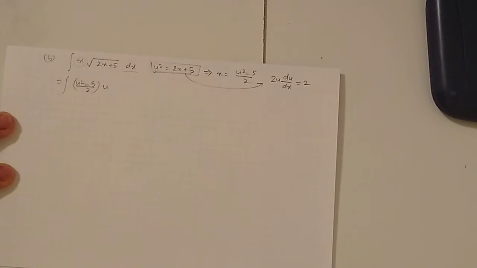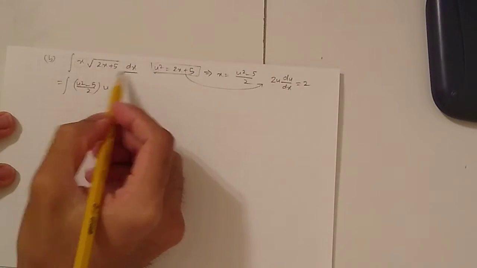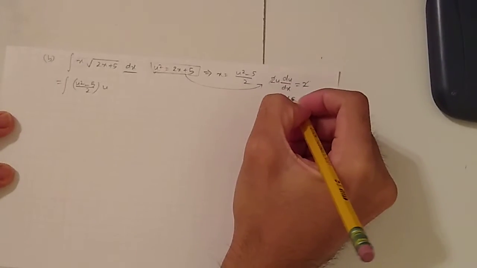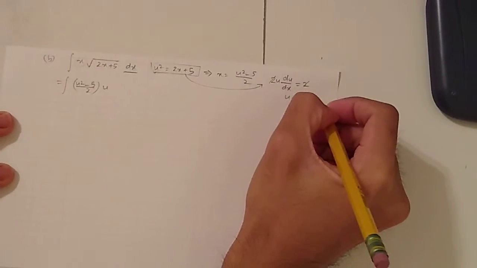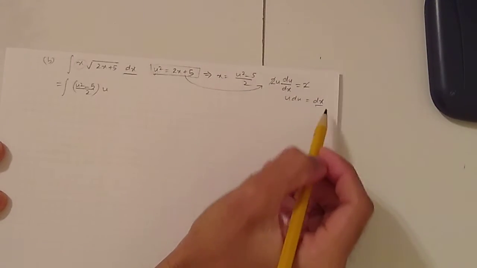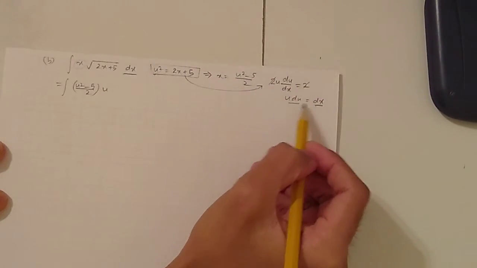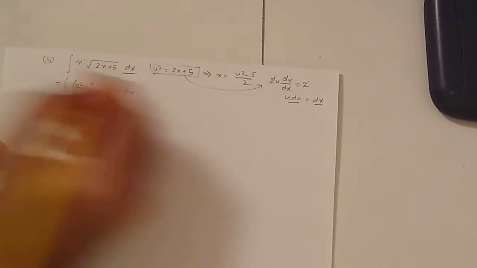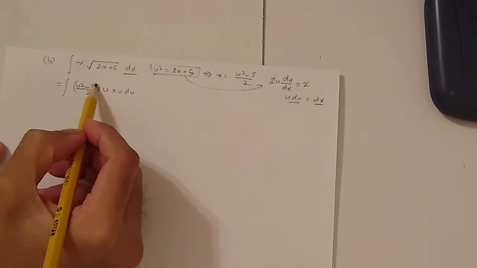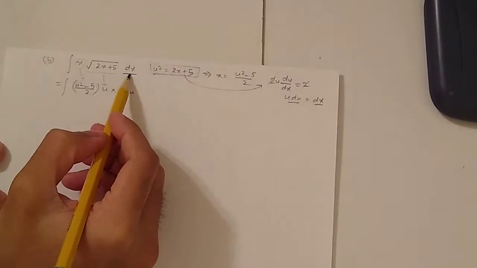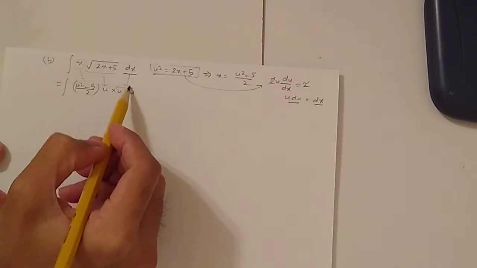Now let's simplify this. We need an expression for dx, so let's simplify. 2 and 2 cancel out, we get u du is equal to dx. So u du is equal to dx, therefore in place of dx we are going to substitute u du. Notice that this comes from the x, this becomes the u, and this dx becomes the u du.